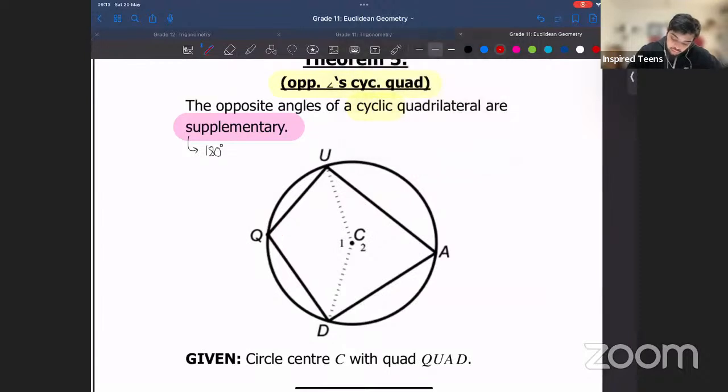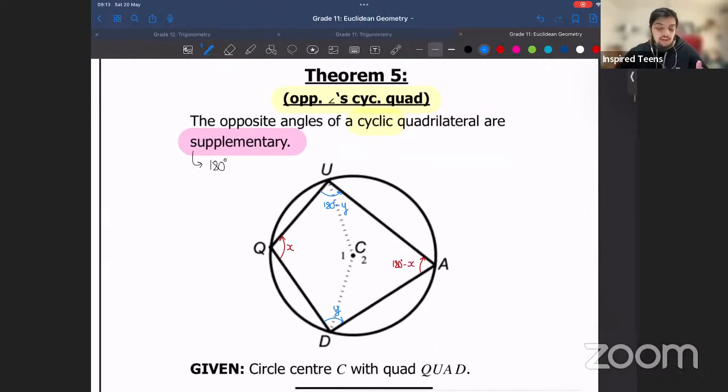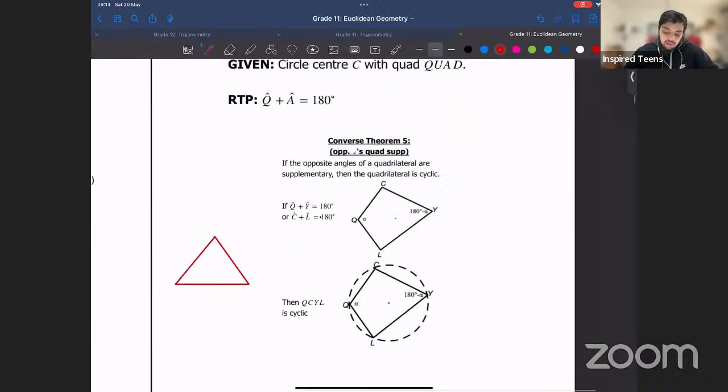if angle Q is equal to X, then angle A, which is opposite to it, would be 180 degrees minus X. Okay, if angle D is Y, then angle U opposite to it would be 180 degrees minus Y. Okay, that's what this is saying, that the opposite angles of a cyclic quadrilateral are supplementary. So this is the first property of a cyclic quadrilateral, which we're learning. Let's move on. Okay, so this is the converse.